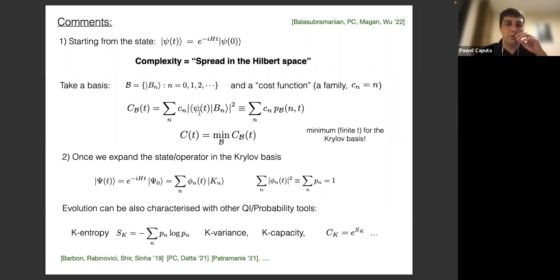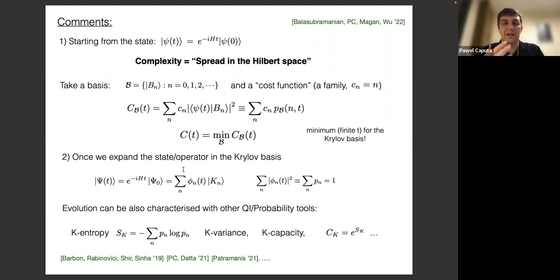If you were wondering why you are choosing n and not n squared and so on, actually there's a nice way to extract information with higher moments of n by computing K variance or K capacity. We also studied, for example, the exponent of this. If you are arguing why you are defining the complexity in this particular way and not like the exponent of something, it's still not clear why any particular definition should be a good one or a bad one.